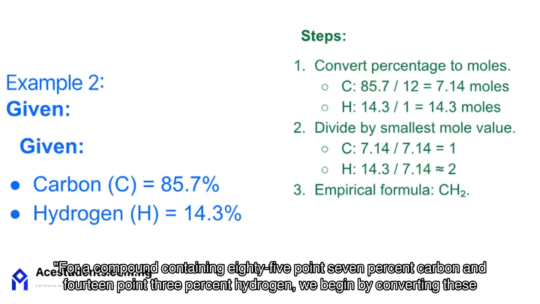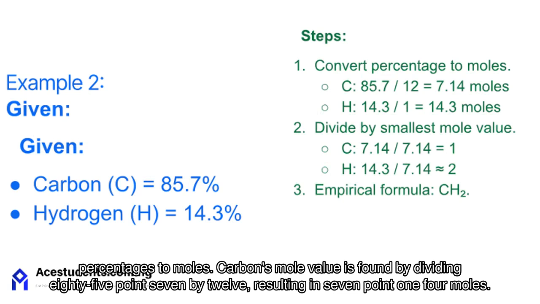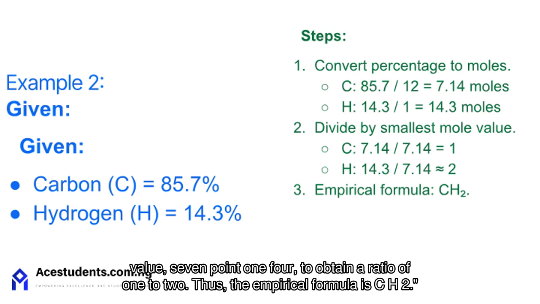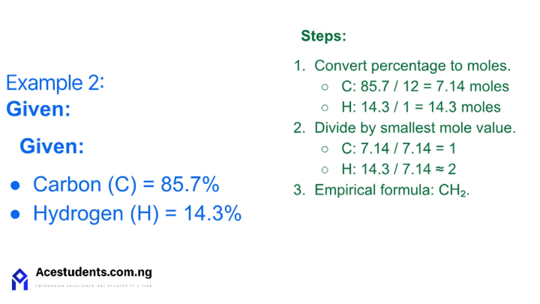For a compound containing 85.7% carbon and 14.3% hydrogen, we begin by converting these percentages to moles. Carbon's mole value is found by dividing 85.7 by 12, resulting in 7.14 moles. Hydrogen's mole value is 14.3 divided by 1, yielding 14.3 moles. We then divide each by the smallest value, 7.14, to obtain a ratio of 1 to 2. Thus, the empirical formula is CH2.